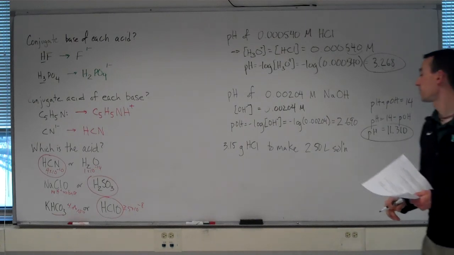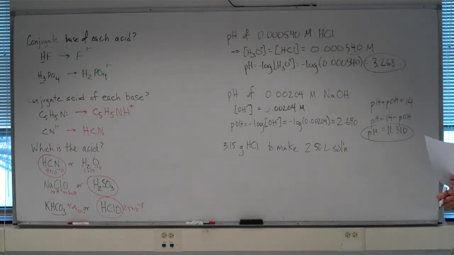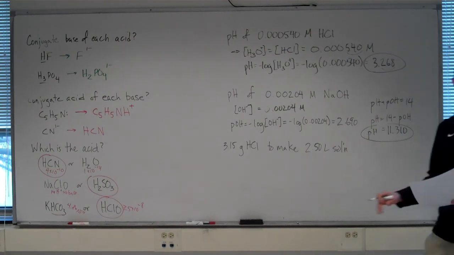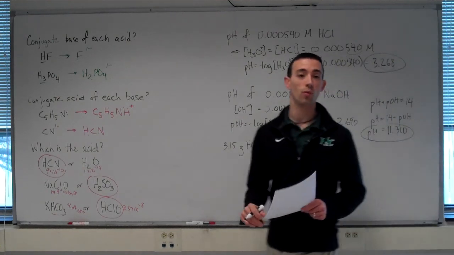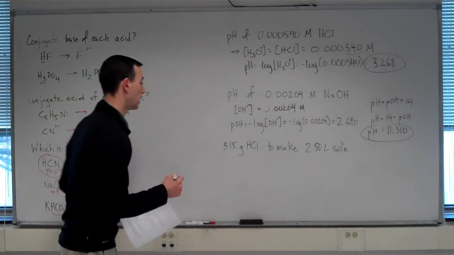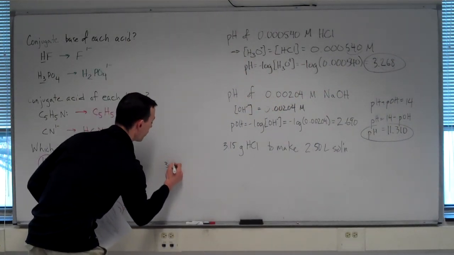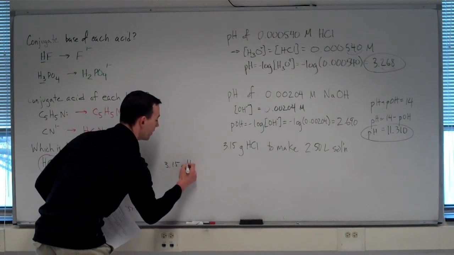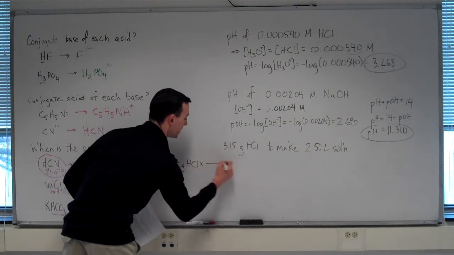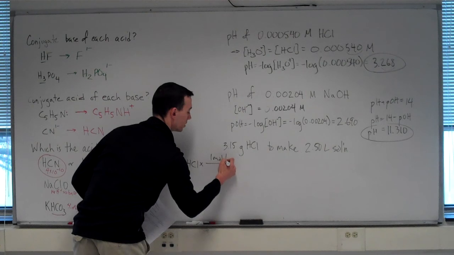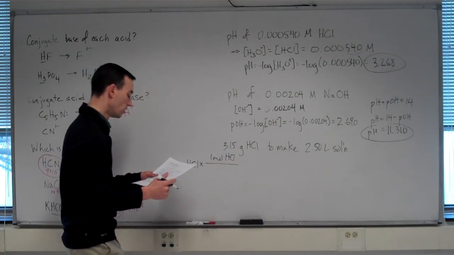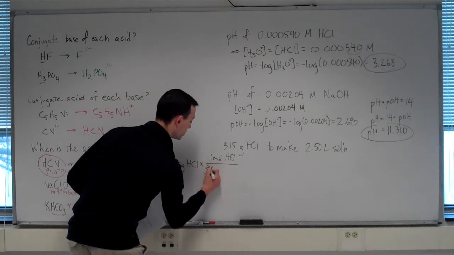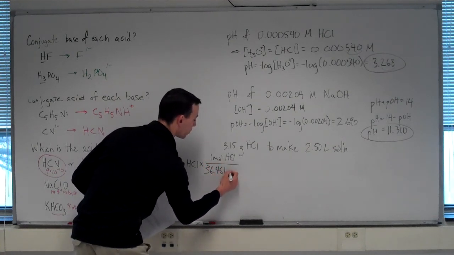The last one, again, involves a strong acid, but it's going to involve the most amount of work. Because we're starting with the mass of hydrogen chloride that's being dissolved in our water, we're going to have to do some stoichiometry. So our 3.15 grams of HCl will need to be converted to moles. So we'll need the molar mass of HCl, which is 36.461 grams.